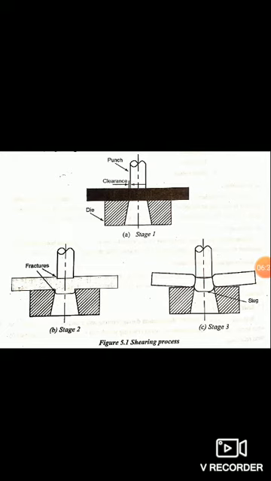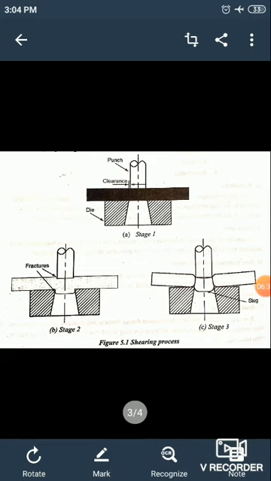Next, we will move on to the second figure, that is stage 2. When the punch contacts the sheet metal, the cutting pressure will start to build up.